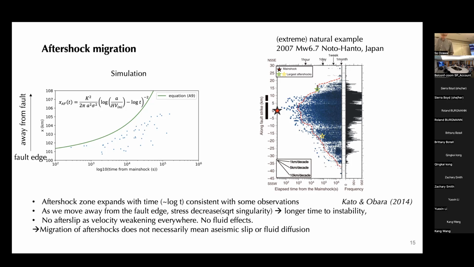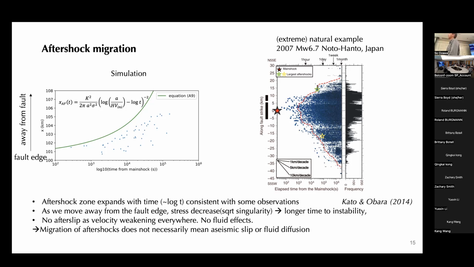Can I ask one question? In the Kato and Obara work, you can see the migration speed is different, right? What's your speed here in the equation? It's very difficult to compare quantitatively. And this is actually a very extreme case because the migration distance is much larger than the initial fault size. In most cases, like the Parkfield earthquake, there's one paper about aftershock expansion from the Parkfield earthquake. The migration distance is more or less the same as the main fault size.